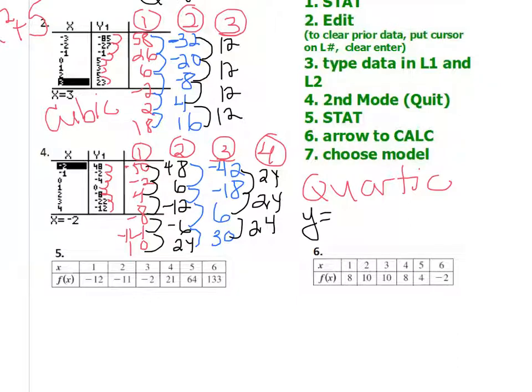When you do this in your calculator, your answer is going to be y equals x to the 4th minus 5x to the 3rd plus 2x squared plus 6x minus 4.